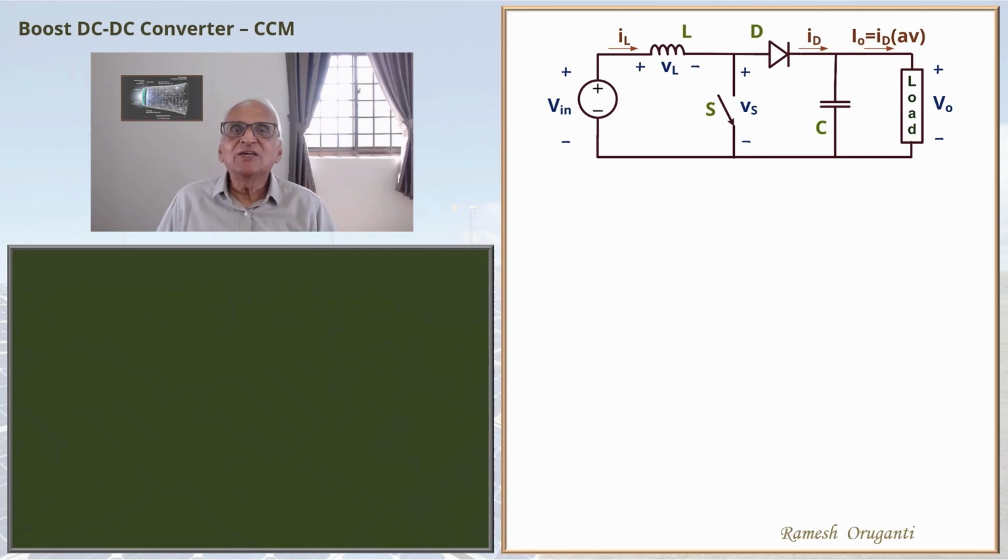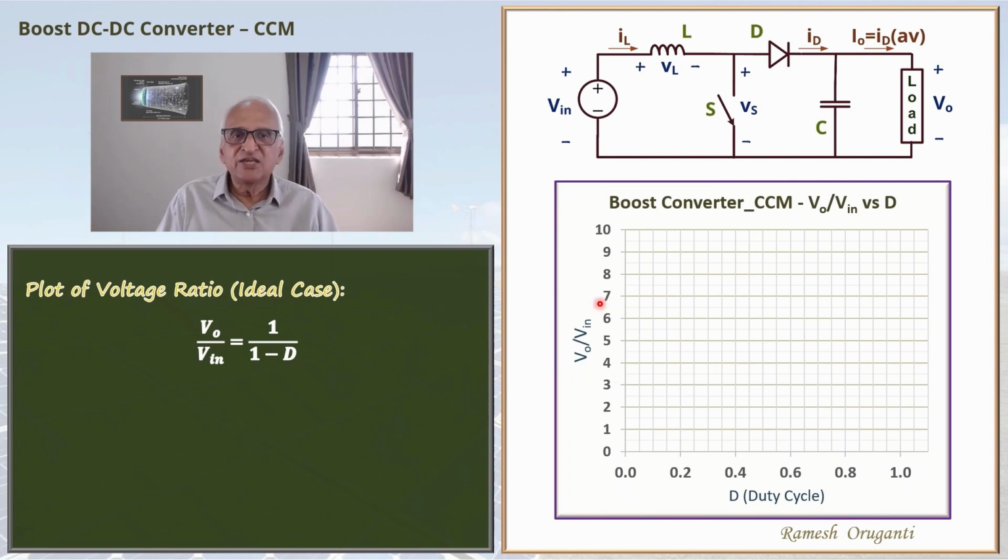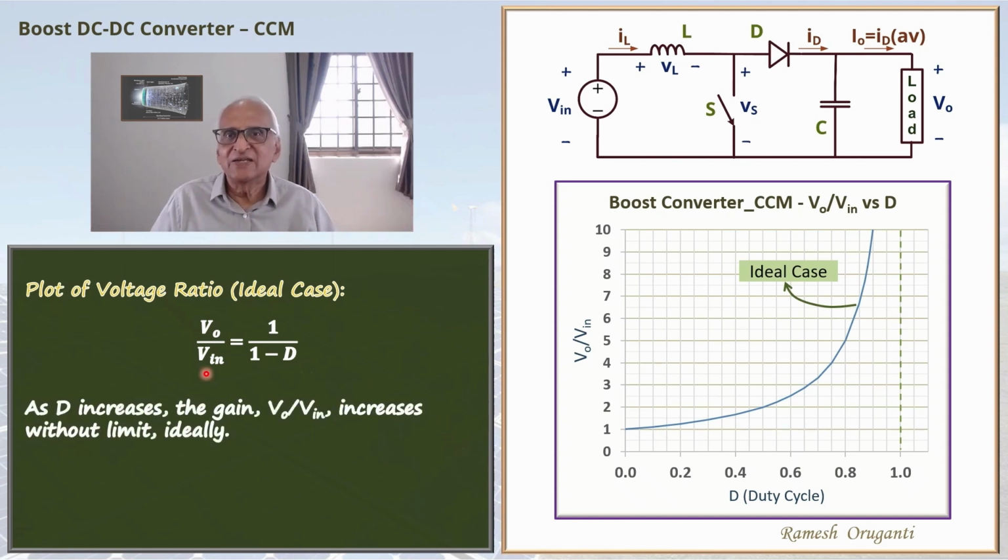Now let's look at the plot of the gain versus duty cycle. V naught by V in is 1 by 1 minus D. So we are plotting V naught by V in versus duty cycle. At D equal to 0, the gain is going to be 1. And as D goes towards 1, the voltage increases. The gain V naught by V in increases without limit, ideally.